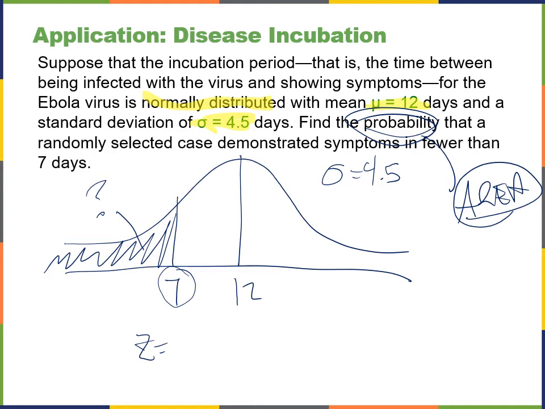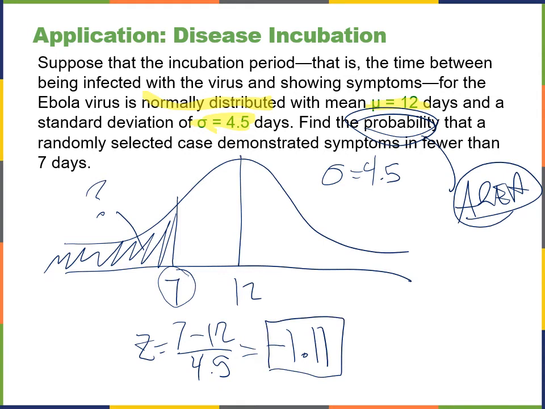So, the z-score for 7 is 7 minus 12 over 4.5. If I round that to 2 decimal places, I get negative 1.11. So that's the z-score I'm going to look up in my table. It's a negative, so make sure I'm on the negative side. And I want area to the left because I want fewer than 7 days. So the probability that a randomly selected case demonstrated symptoms in fewer than 7 days.